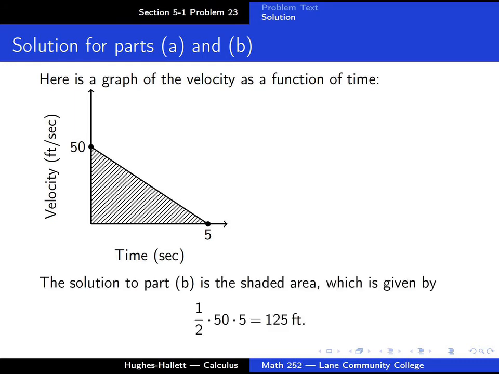The solution to part B is the shaded area under the line. The area, which we don't even need calculus to figure, it's a triangle. So you take the base times the height, take 1/2 of that, and you get 125 feet.